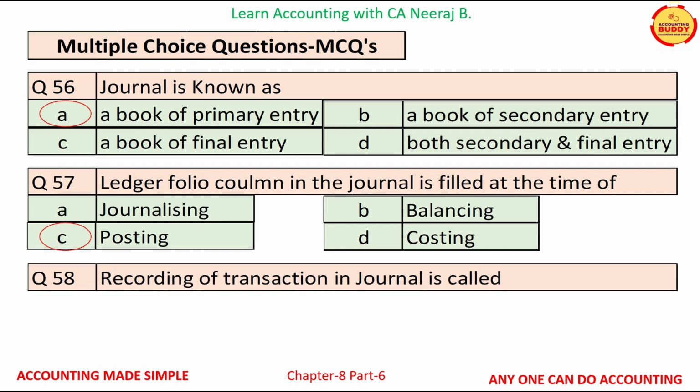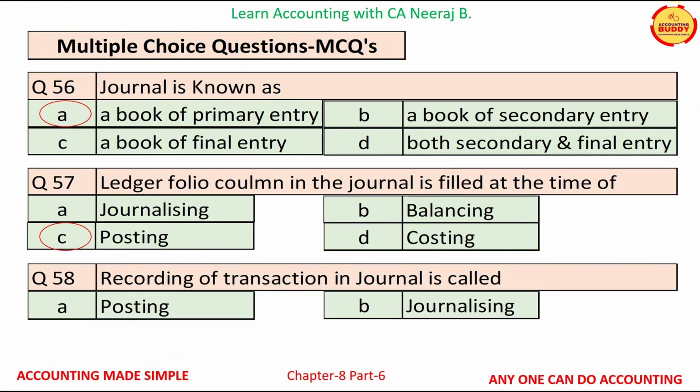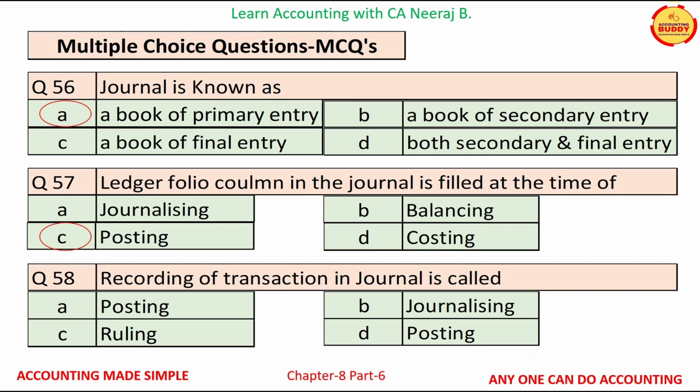Question number 58. Recording of transaction in journal is called: option A, posting; option B, journalizing; option C, ruling; and option D, posting. The correct answer is B, journalizing. Recording of transactions in journal is called the journalizing process.